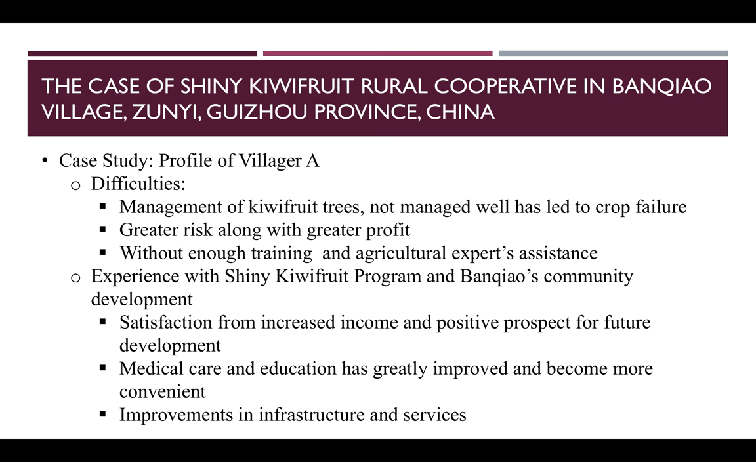Although Villager A has met with difficulties, for example, he lacks knowledge and management skills, in the end, in general, he's very satisfied with the outcome of the profits so far, and he's also really positive about the future prospect of growing kiwi fruit in the village.